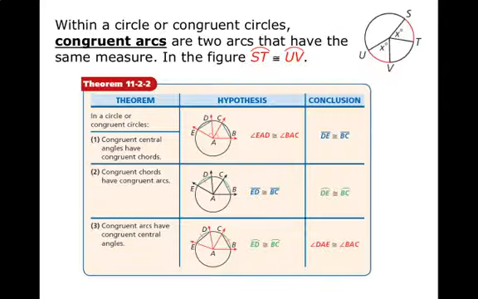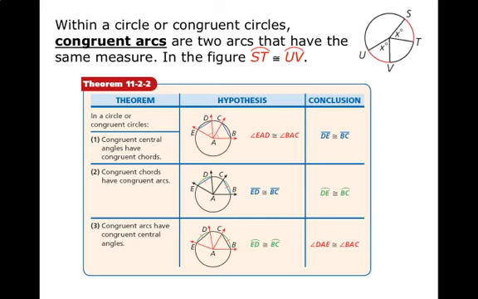In a circle or congruent circles, we can have congruent arcs. And these congruent arcs only happen when the central angles are the same. So looking at that figure there, since the central angles are the same, arc ST is congruent to arc UV. So let's look at some theorems.